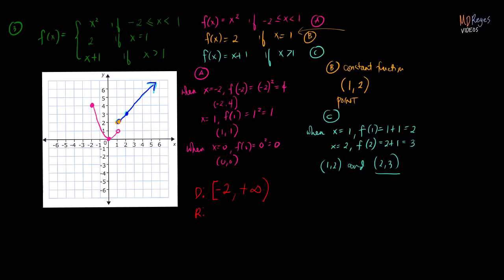Now going to the range, how far does the function go with respect to the y-axis? Let's look at the lowest and the highest point of the graph. The lowest point is at the origin. That's the lowest point on the graph. The origin has y coordinate equal to 0, so the lowest point happens at y equals 0. And that point is included in the graph because the circle is shaded, so 0 is included.